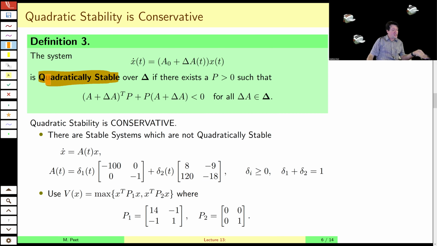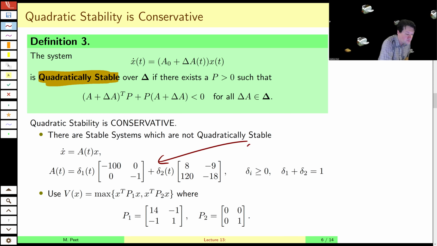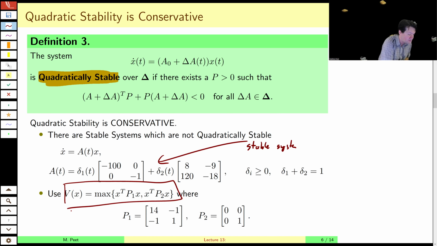This is an example of a system which has very little structure, and which is stable. I do prove it's actually stable. You can prove it's stable using a Lyapunov function, this Lyapunov function here. We'll come back to this when we talk about maybe hybrid systems later, and we'll talk about where it comes from in a little bit more depth.